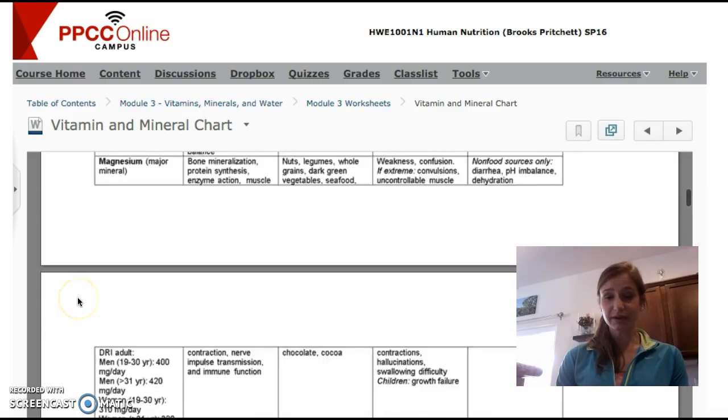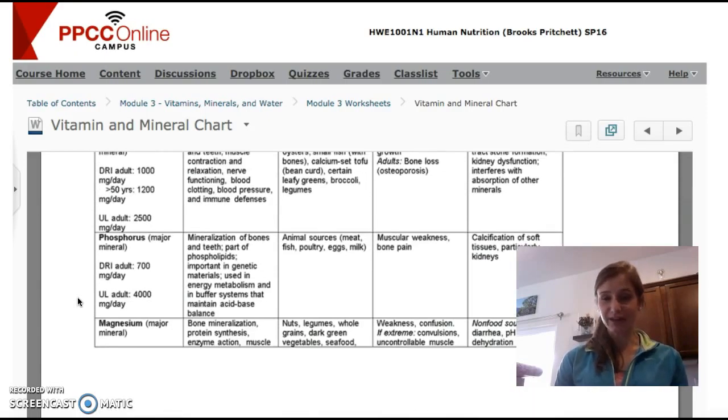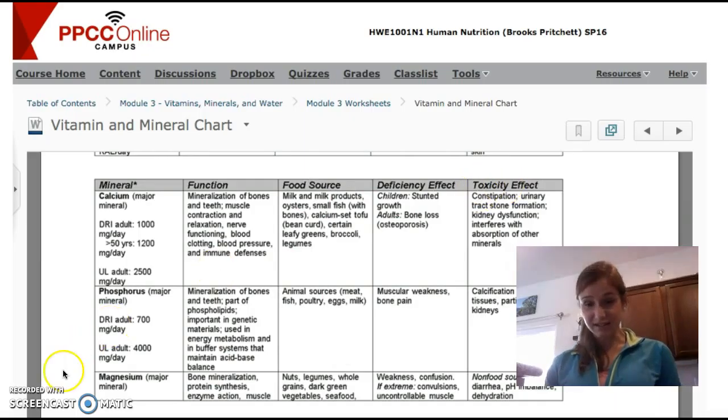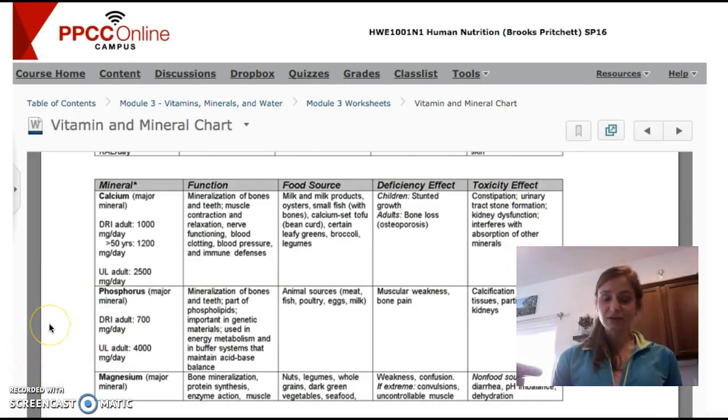And what's so great about this chart is it lists out what that particular vitamin and mineral does to support bone health or blood health or as an antioxidant, whatever the case might be, as well as good food sources, deficiency effects, and toxicity effects. So this is a really handy tool.